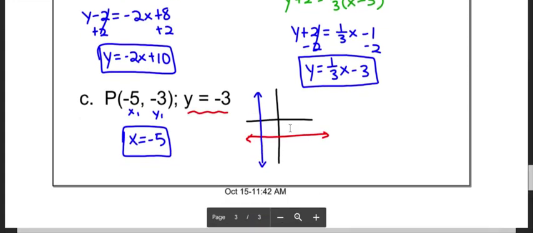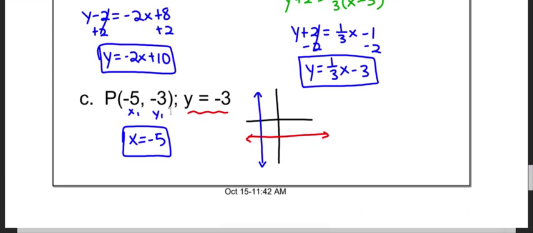And our last example, looking at the special lines, vertical and horizontal. If we have a point at -5, -3, that would be over here, and y equals -3. That's our red horizontal line. Remember, y equals a number is going to be a horizontal line.